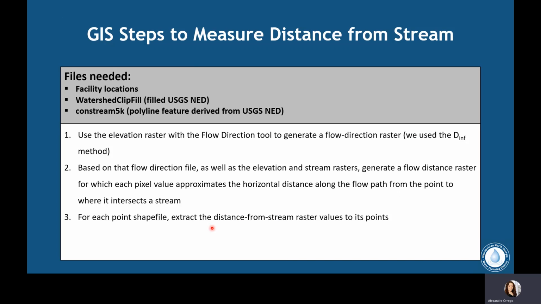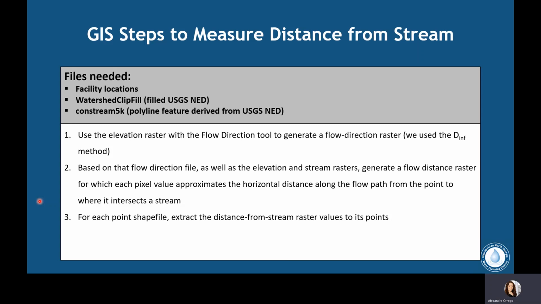So now we'll go over some GIS steps to measure the distance from stream, so the distance that a facility is from the nearby stream. And here we calculated it based on elevation flow paths from each facility to the nearest stream. The required data in order to do this calculation exactly the way we did is you'll need the facility location, so that'll be in a point file, the USGS digital elevation model clipped to the watershed itself, and you can download that easily through USGS, and then the stream layer that we created using the DEM.